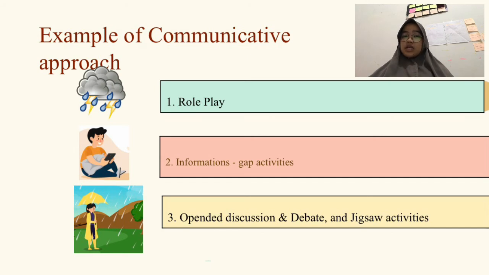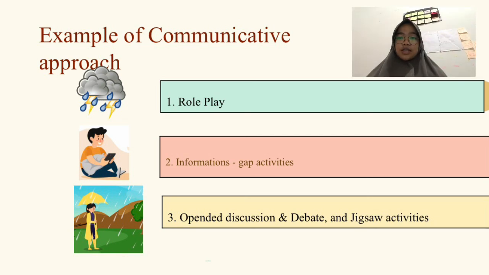And the third is jigsaw activities. Jigsaw activities involve learners reading, listening, or performing different tasks at the same time and later sharing what they have done with their peers. And the last is open-ended discussion and debates. Debates and discussions can be useful tools for fluency practice. They enable learners to share their own views on a topic and use their communicative resources to convey ideas, make points, and agree and disagree with others.